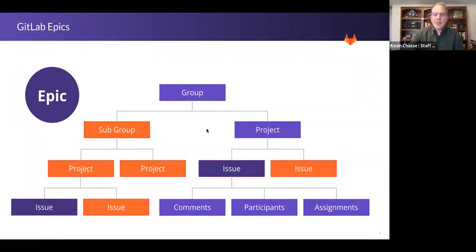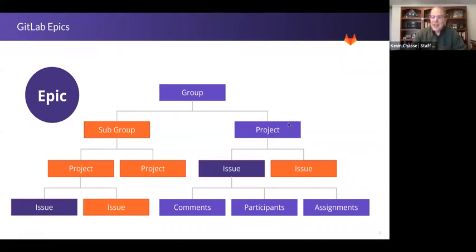Similarly with labels and milestones we talked about earlier, when you're creating those, you want to create those at the highest level that makes sense. So if you have a whole group of people that are all going to be working with the same workflow labels and severity and priority labels and things like that, you want to create those at this top group level so that everybody is using the same set of labels.